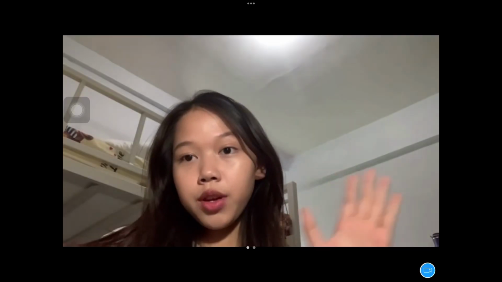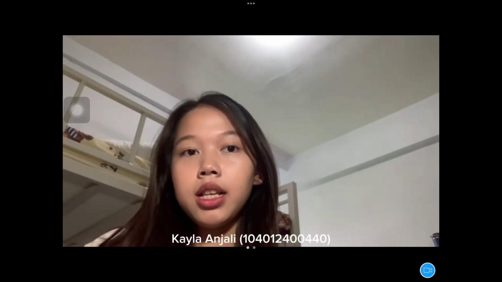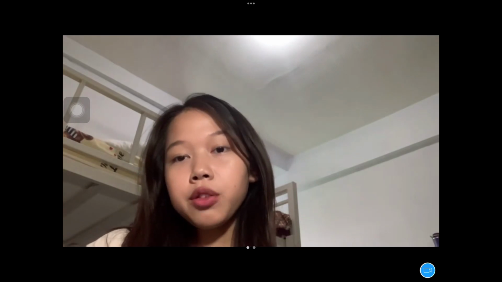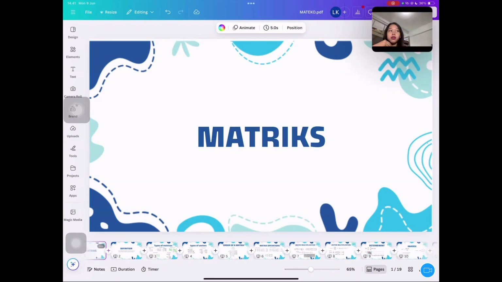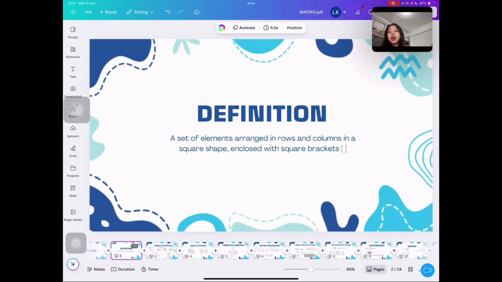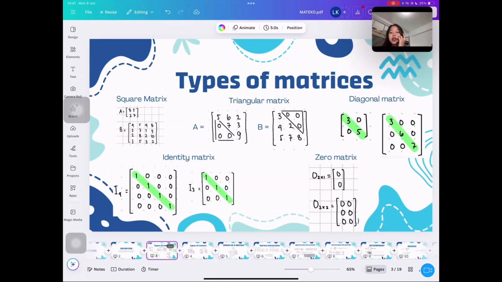Hello everyone, my name is Kayla Anjali. Today I will explain the topic of matrix. First I will explain the definition of a matrix. A matrix is a set of elements arranged in rows and columns in a square shape, enclosed with square brackets. There are many types of matrix, such as square matrix, triangular matrix, diagonal matrix, identity matrix, and zero matrix.